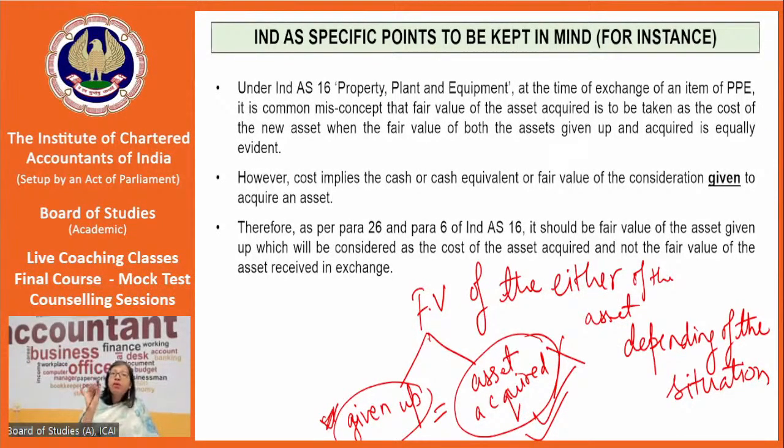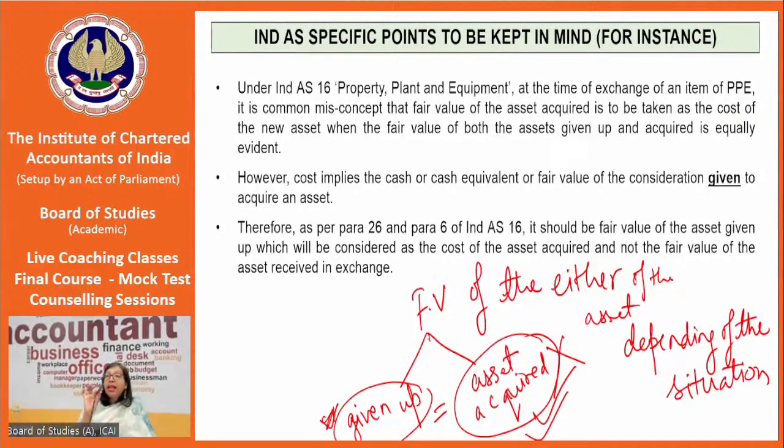As per the definition of cost given in the same standard, Ind AS 16, cost is the amount of cash or cash equivalents paid, or the fair value of any other consideration given. That is the cost of the asset. So I am giving this pen to the vendor, and from that I am purchasing the calculator. So my cost is the fair value of the pen. In a question, if the fair values of both the assets are given, it means they are equally evident. And when they are equally evident, you have to take the fair value of the asset given up.